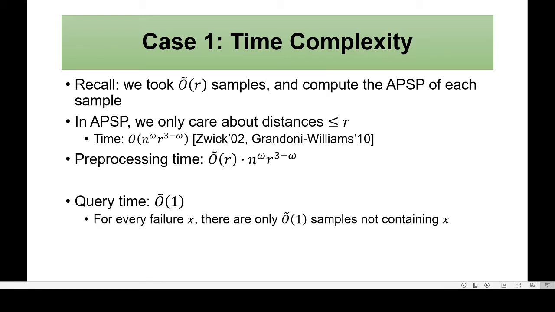To see this, we note that for every failure x, there are only polylog n samples that do not contain x. So the query algorithm is very simple. We iterate through every sample that does not contain x, and we find the shortest path from U to V in that sample. At last, we output the path with the minimum length that we found, and this is with high probability the answer to this query.